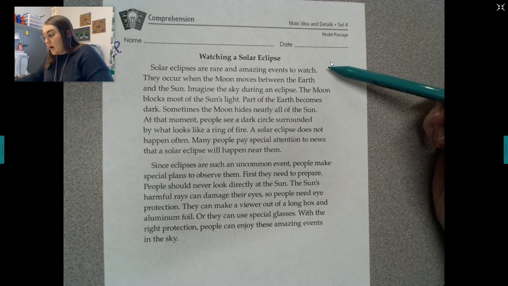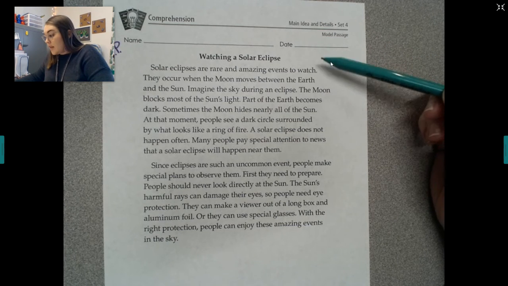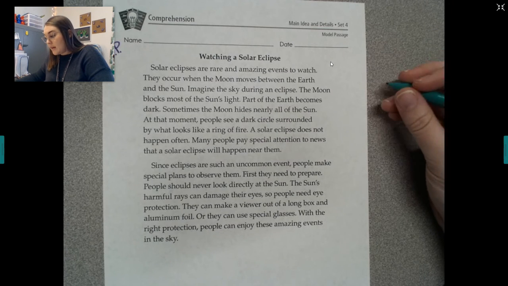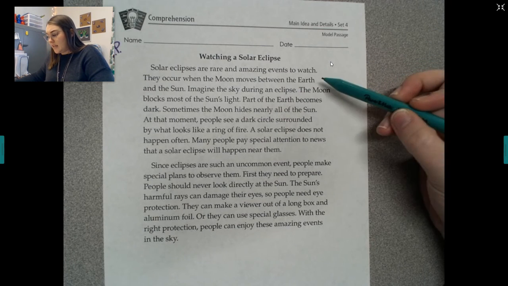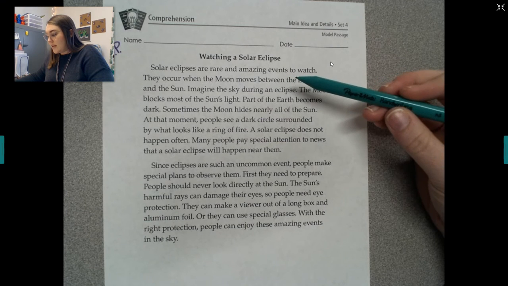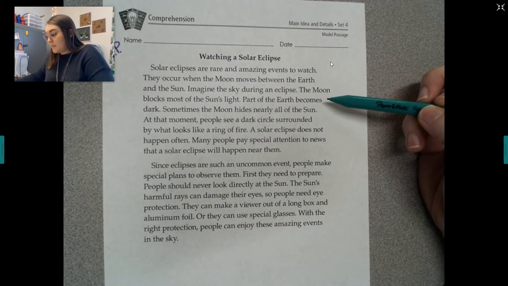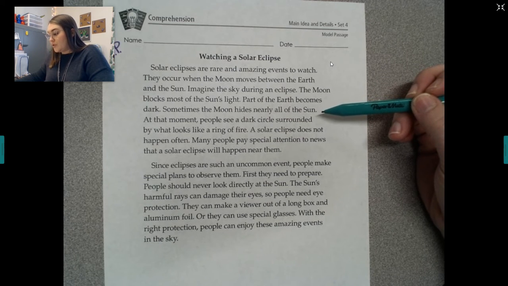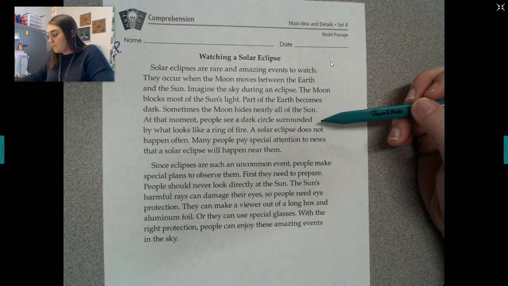Solar eclipses are rare and amazing events to watch. They occur when the moon moves between the earth and the sun. Imagine the sky during an eclipse. The moon blocks most of the sun's light. Part of the earth becomes dark. Sometimes the moon hides nearly all of the sun. At that moment, people see a dark circle surrounded by what looks like a ring of fire.